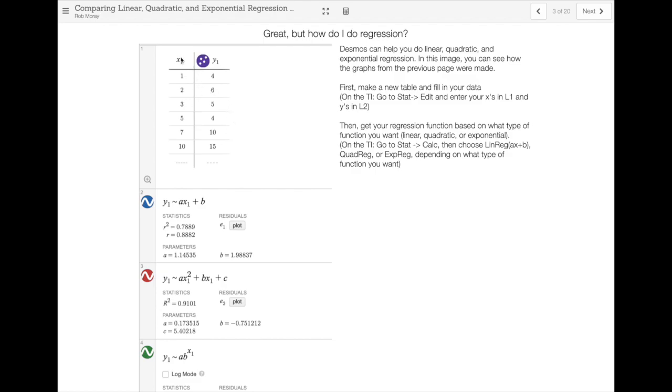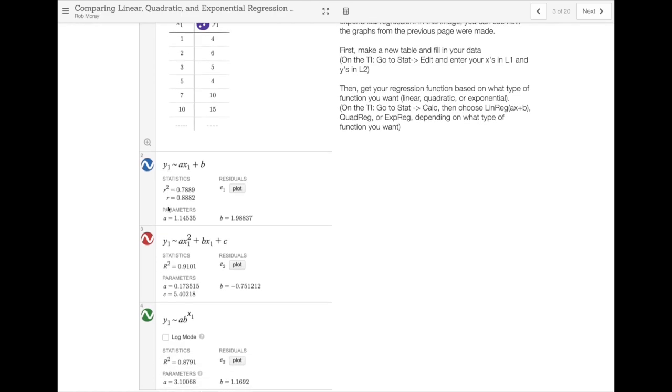Then you're going to put your x's in x1 or on your TI in L1 and your y's right here under y1 or in your TI calculator in L2. Now, this is how you actually go ahead and do out the regression functions.